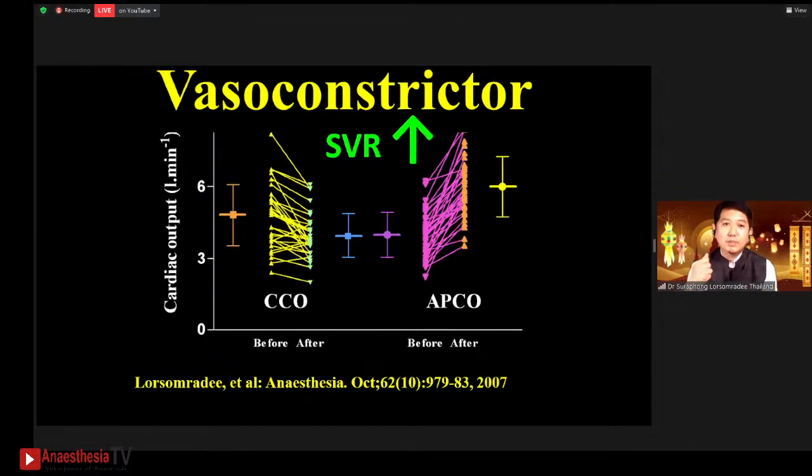If we have a bolus of vasoconstrictor, the arterial pulse cardiac output will go up for a short period of time, and at the same time, the other one can go down. This is one of my studies in 2007.